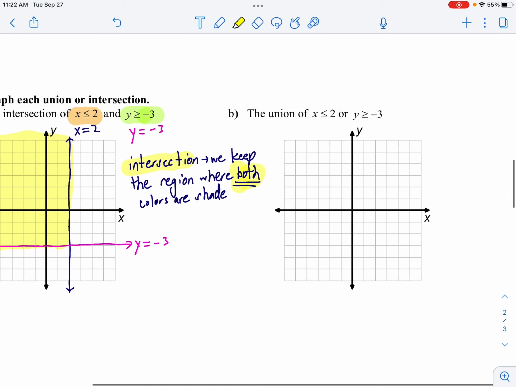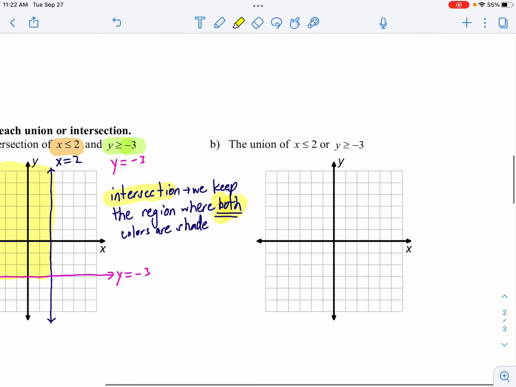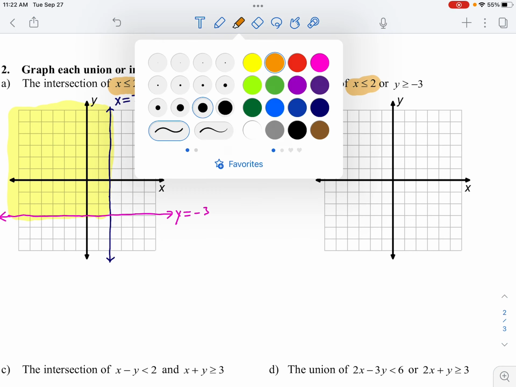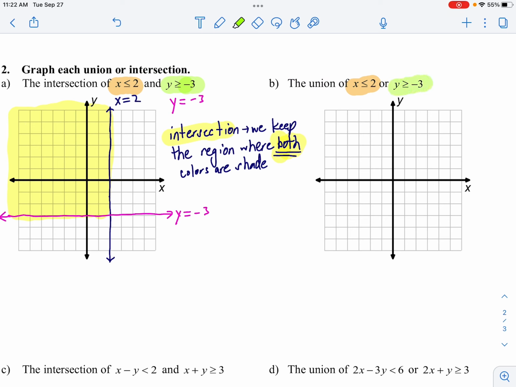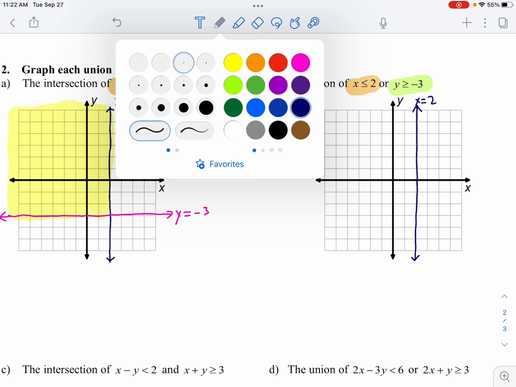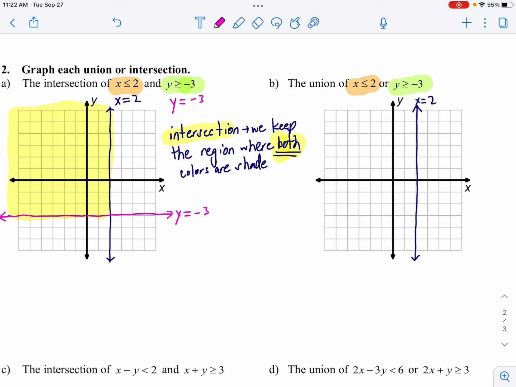Now the union of x is less than or equal to 2, or y is greater than or equal to -3. Notice that these are the same inequalities as on the left. So I'm going to graph them the exact same way. X equals 2. We get our solid lines because we have x is less than or equal to 2. And then we have y equals -3. Let me draw that a little better.